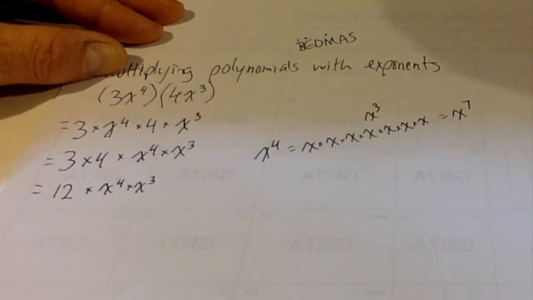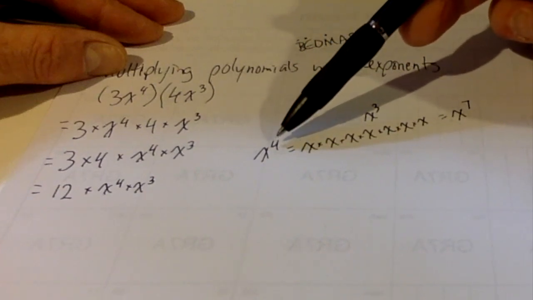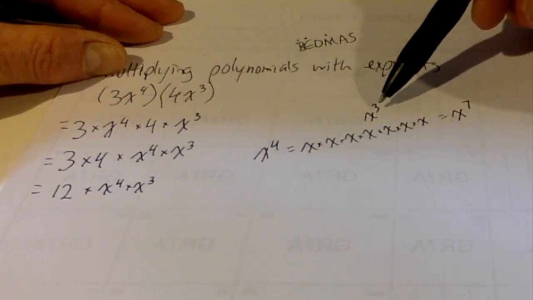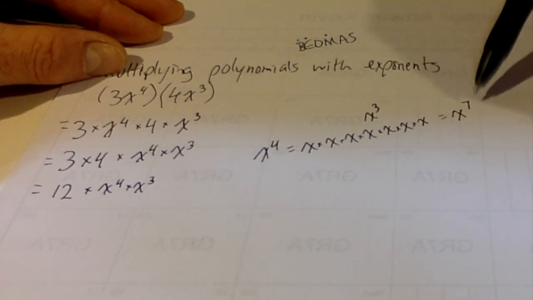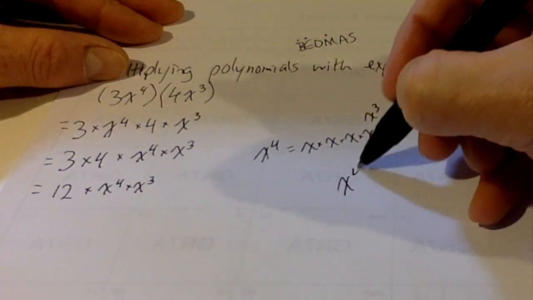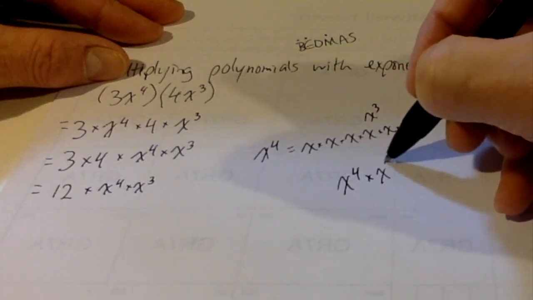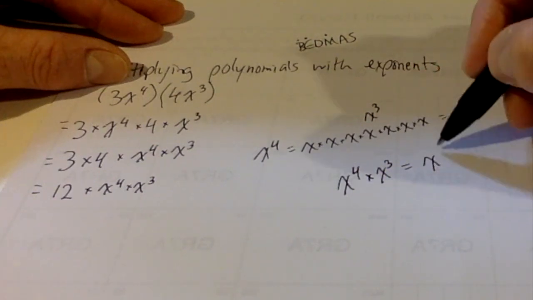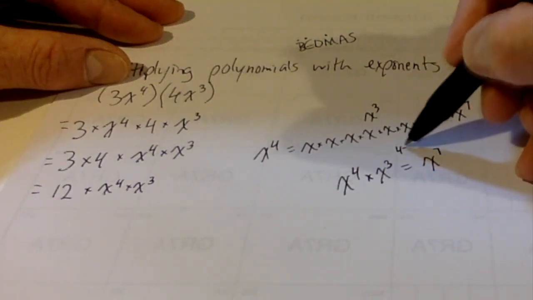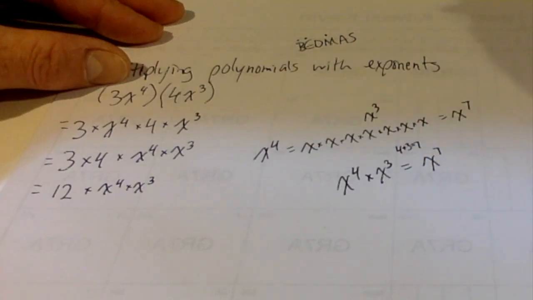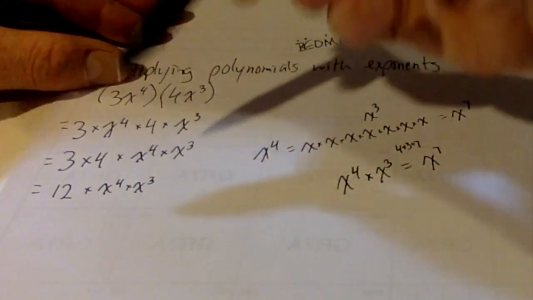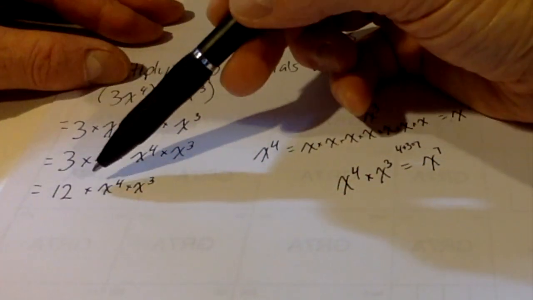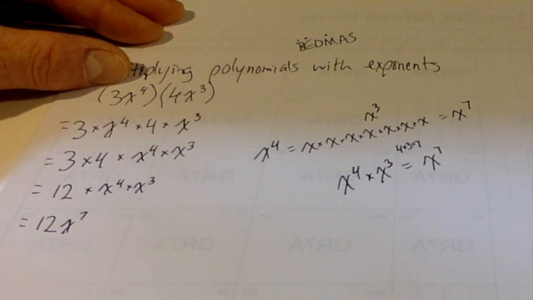So, what you might notice there is that I have a 4 as my exponent here, and a 3 as my exponent here, and that gives us 7. So, x to the 4 times x to the 3, what we're doing is adding the exponents together, because 4 plus 3 equals 7. So coming back to our original question, 12 times x to the 4 times x to the 3 equals 12x to the 7.